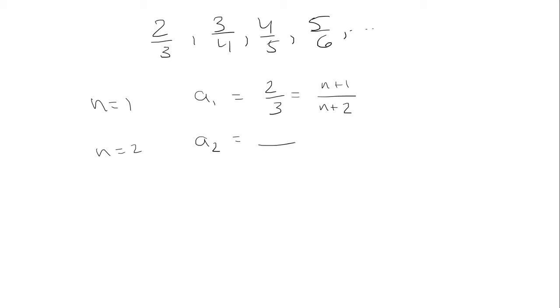Now, our second term is 3/4. How do I write 3 in terms of n? Well, 3 is 1 more than 2, and 4 is 2 more than 2. Okay, so this pattern seems to be working. And you can also see that in the numerator, I'm always increasing by 1, and in the denominator, I'm also increasing by 1. So this pattern makes sense.